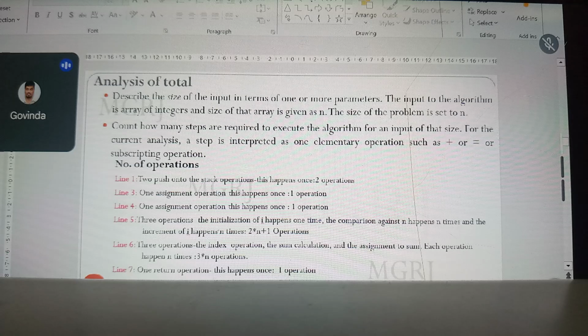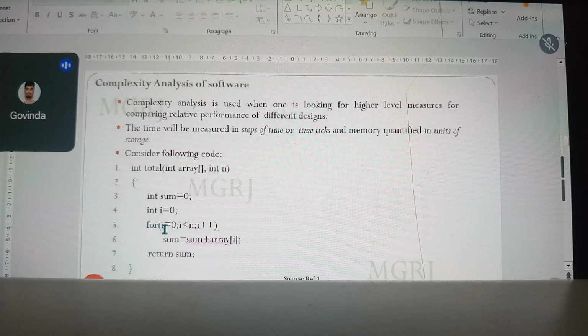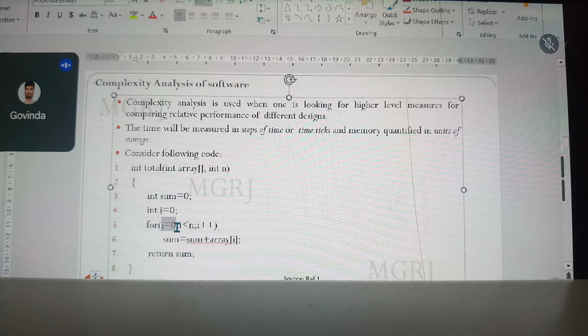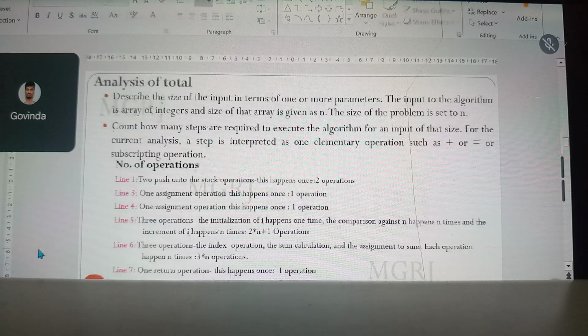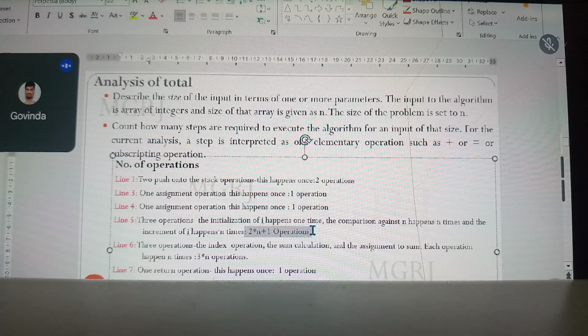Now consider line number 5. Line number 5 has one initialization statement, i is equal to 0. This happens once, and the comparison i less than n happens n times, and the increment i plus plus happens n times. So line number 5 has 3 operations in total. The first operation happens once, the second operation happens n times, and the third operation happens n times. The total number of operations will be n plus n plus 1, that is 2n plus 1. So these are the number of operations that will happen in line number 5.